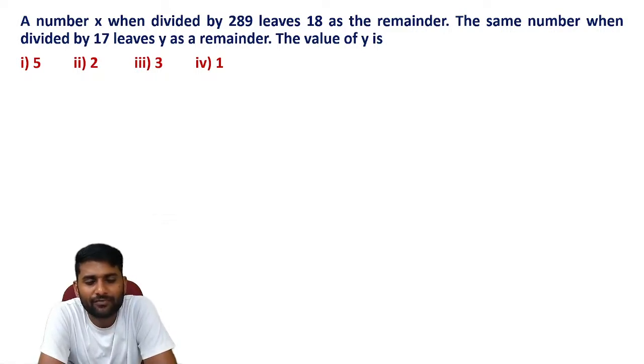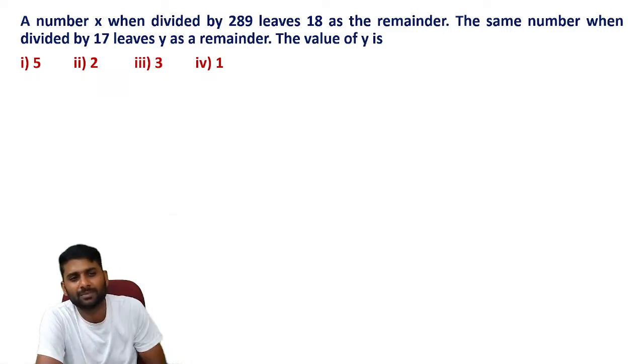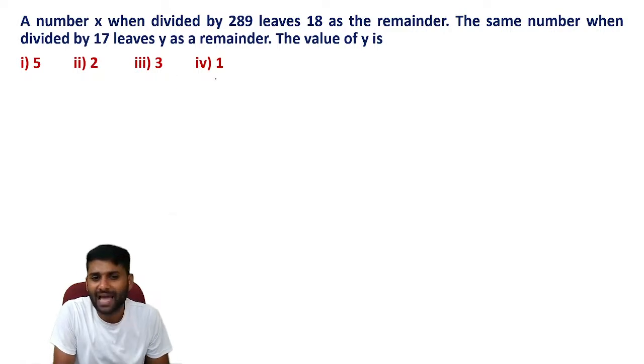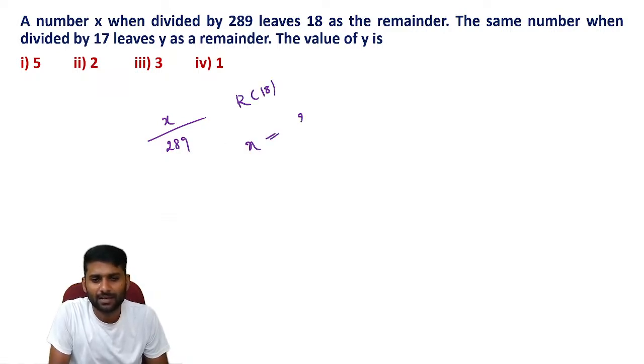A number x, when divided by 289, leaves 18 as a remainder. The same number, when divided by 17, leaves y as a remainder. Find the y value. Now see, there is a number x which is divided by 289, the remainder is 18. What about the x value here?